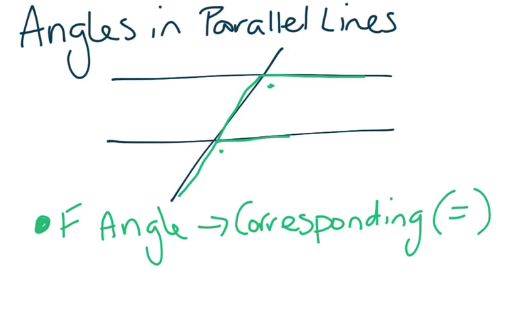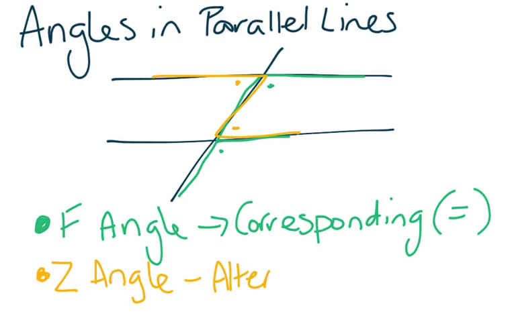I'll just put in there equal. Then we've got this angle here and this angle here, where if you have a look at those angles, they're both acute angles and they're exactly the same. So we have a Z angle here because it makes a Z shape, and they are called alternate angles, and they are also equal.